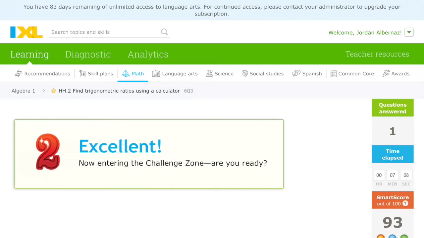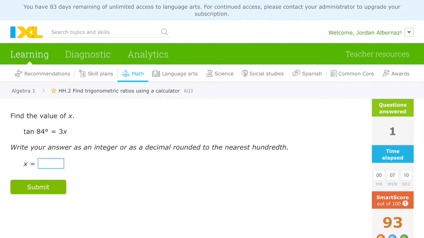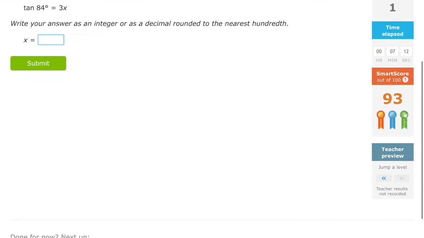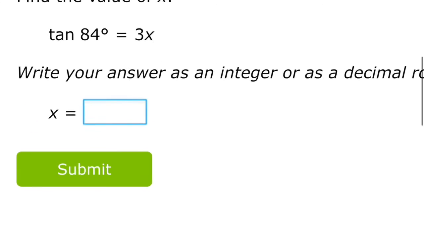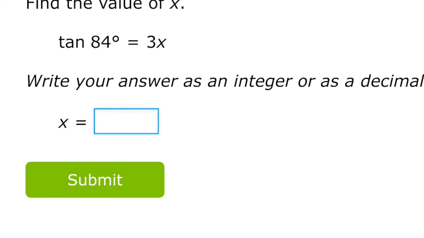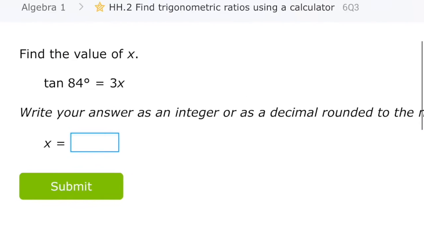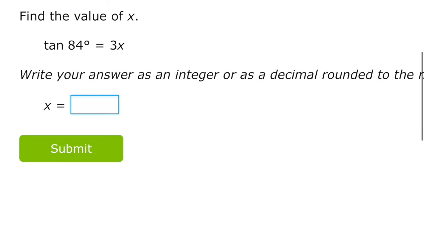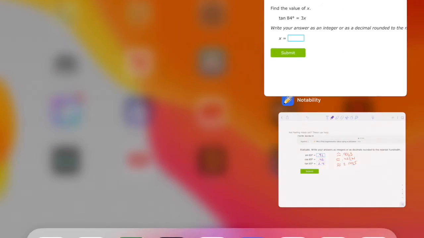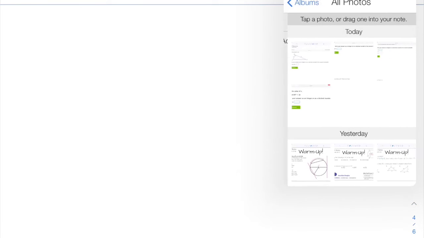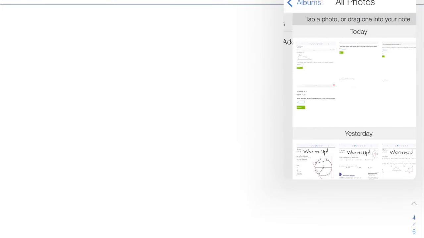The only other thing, it does get into a challenging zone. This one, don't freak out. It wants you to solve for x and then write it as a decimal. So what we're going to do, it looks complicated, but you've done this before. You know how to solve equations. I have full faith in you.